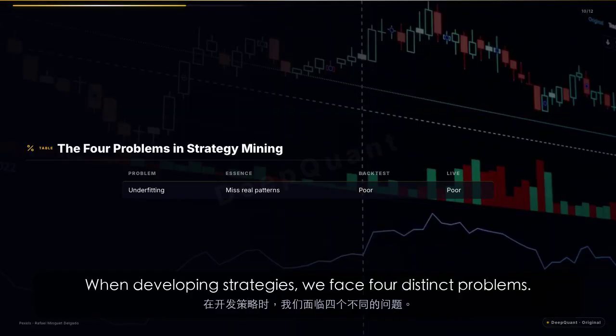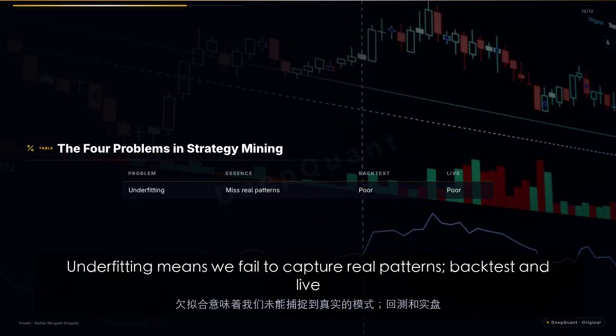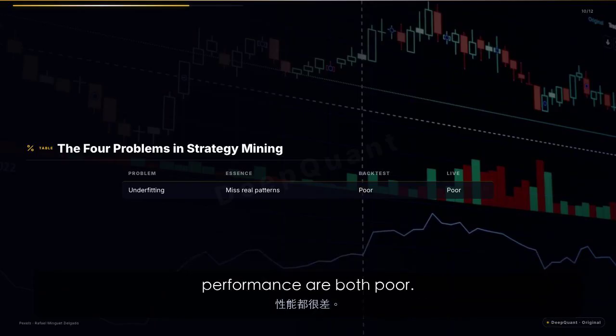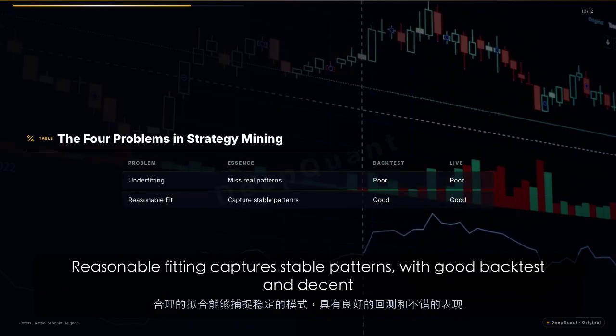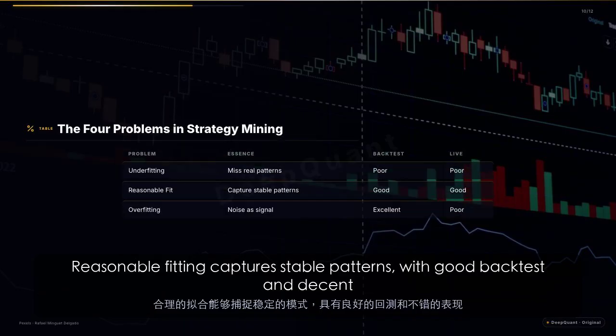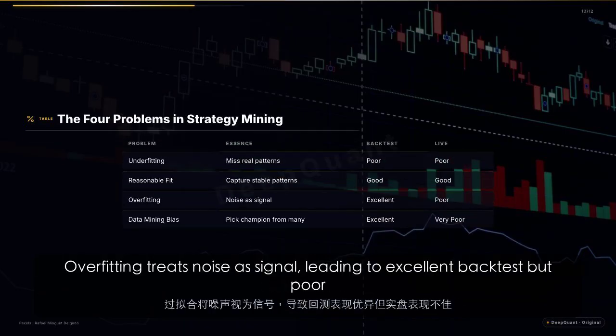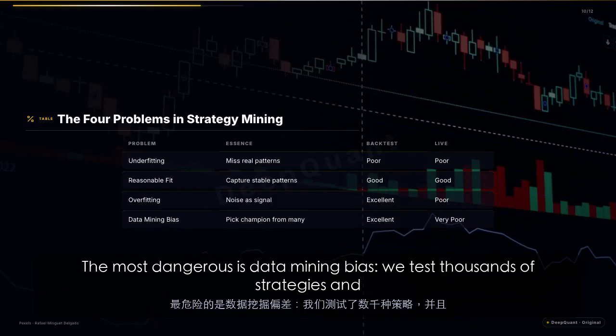When developing strategies, we face 4 distinct problems. Underfitting means we fail to capture real patterns. Backtest and live performance are both poor. Reasonable fitting captures stable patterns, with good backtest and decent live results. Overfitting treats noise as signal, leading to excellent backtest but poor live. The most dangerous is data mining bias.